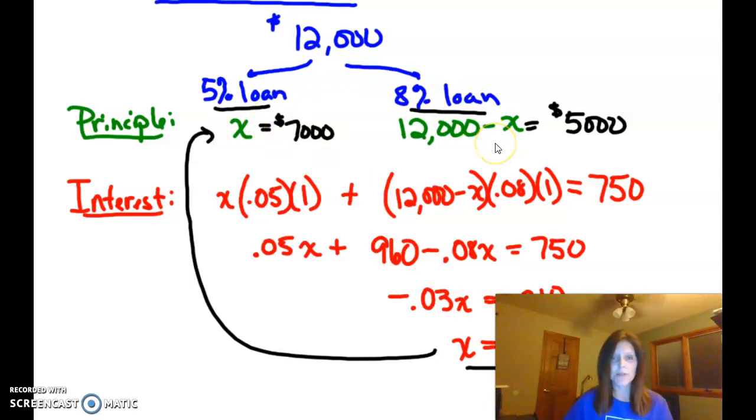How do I figure out how much in the 8% loan? I follow my formula. It says 12,000 minus whatever x is. So 12,000 minus 7,000 is 5,000. All right, good luck on those word problems.